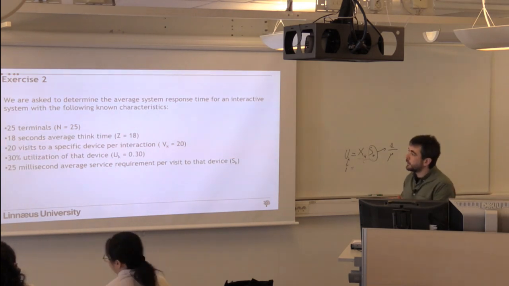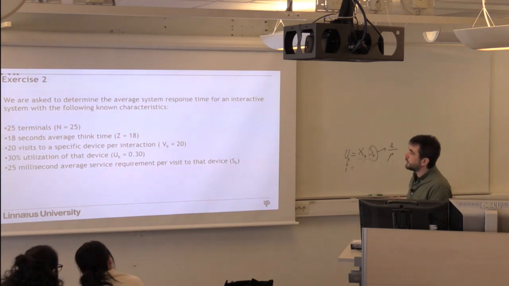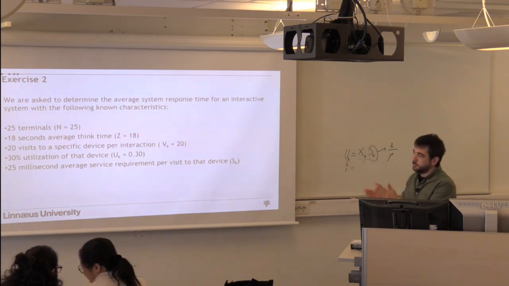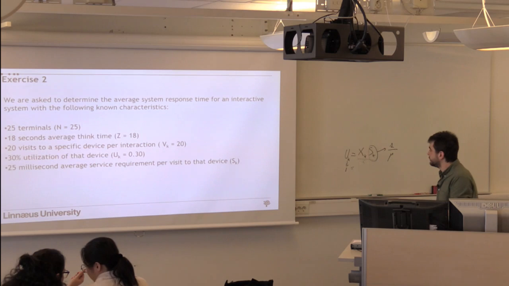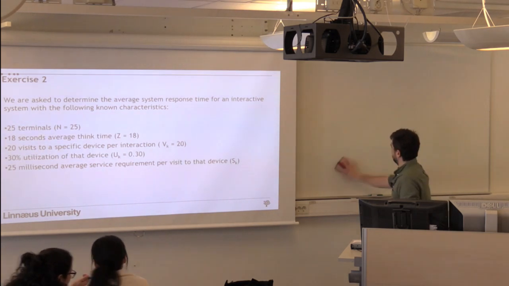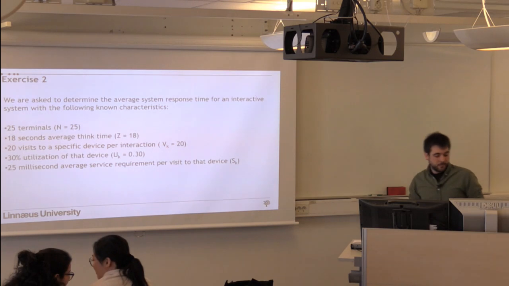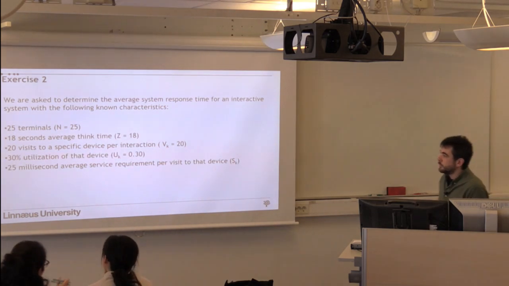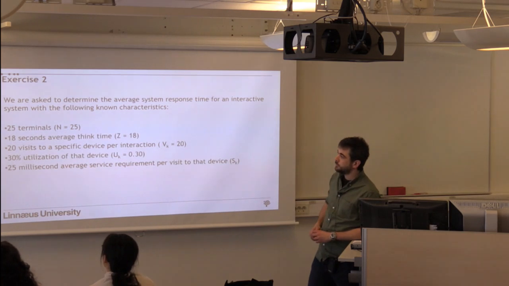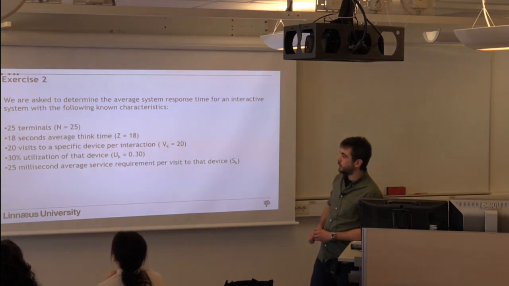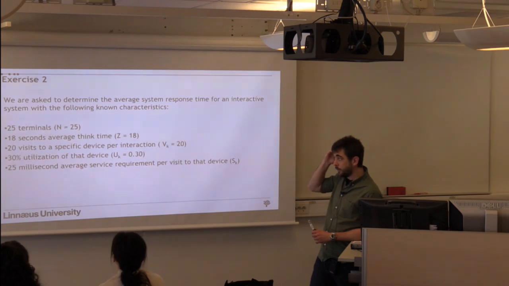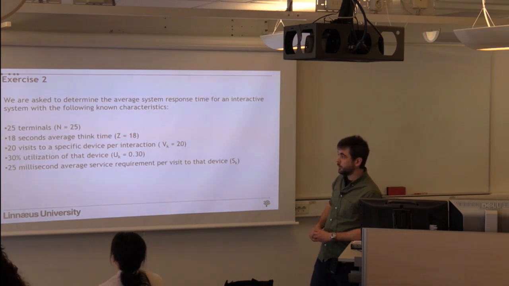Another exercise. We want to compute the average system response time of an interactive system with these characteristics: 25 users, 18 seconds of average think time, 20 visits of a device for each job execution. We have seen that this device is used, the utilization is 30%, and 25 milliseconds of service time for each visit.